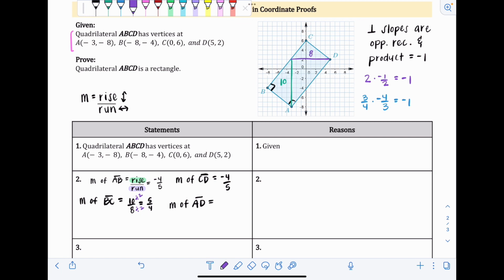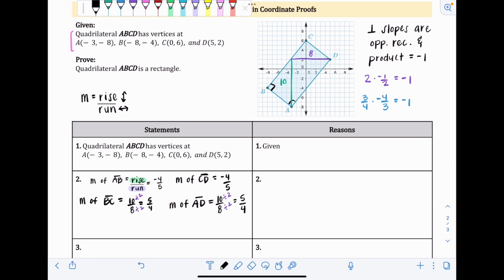And you can always count them, or you can do it by checking the numbers and seeing the change. So we're going up 10 and then to the right 8. So the rise is 10. The run is 8, and then same thing, we can reduce this, so we can divide 10 and 8 both by 2. So 10 divided by 2 is 5, 8 divided by 2 is 4.